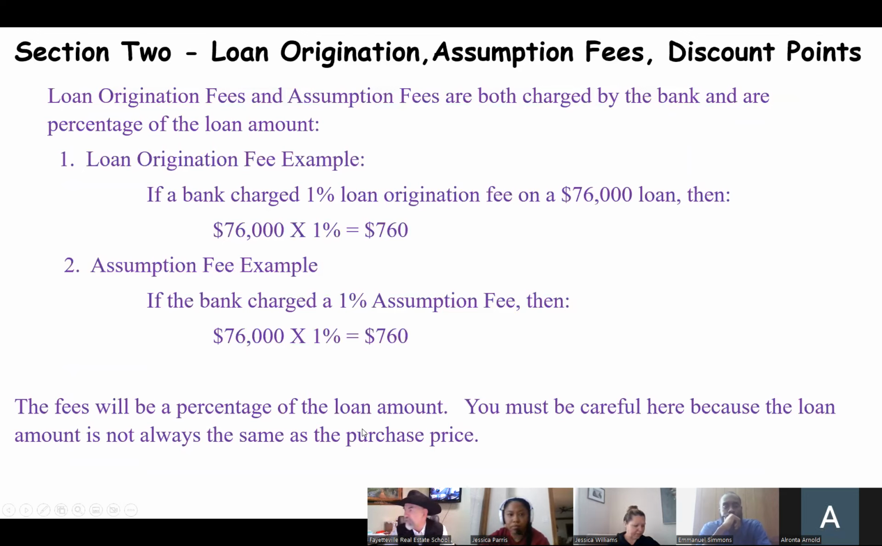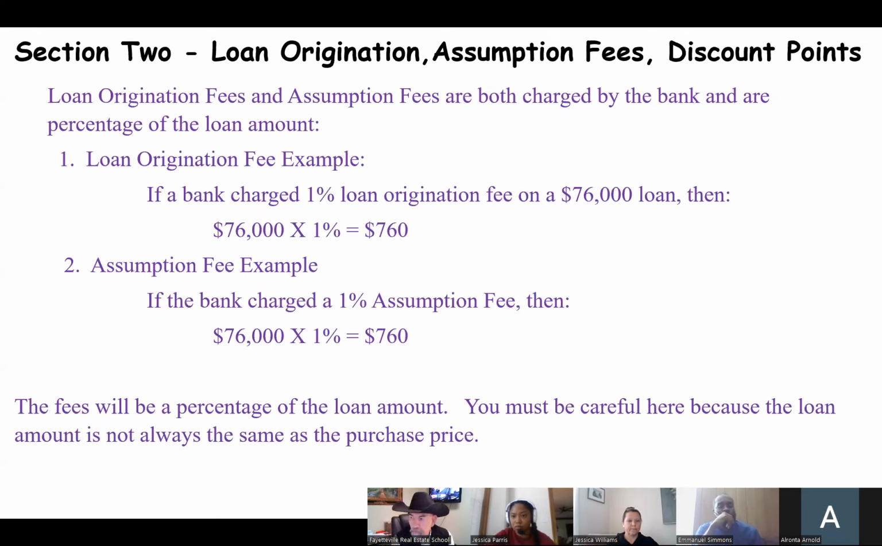Loan origination and assumption fees are both fees that are charged by the bank, but only if they apply. So first, here's our loan origination fee example. Bank charges a 1% loan origination fee on a $76,000 loan. Remember, we're using the loan amount, not the purchase price of the property, the loan amount. Then it's 76,000 times 1% equals $760. So the loan origination fee on this particular example is $760, and that is what the buyer will pay at closing, a one-time fee that the bank is charging.